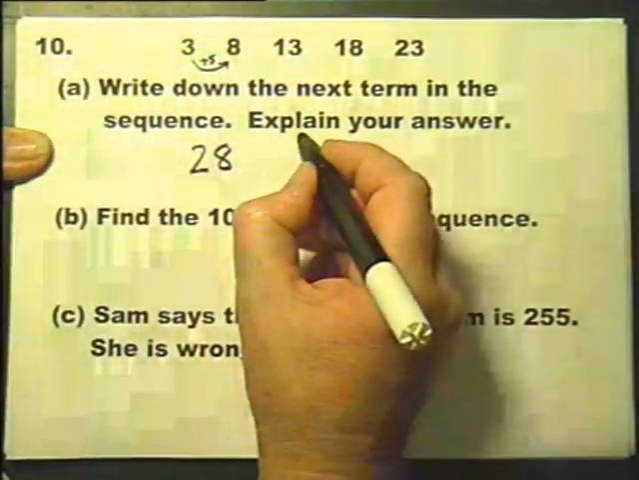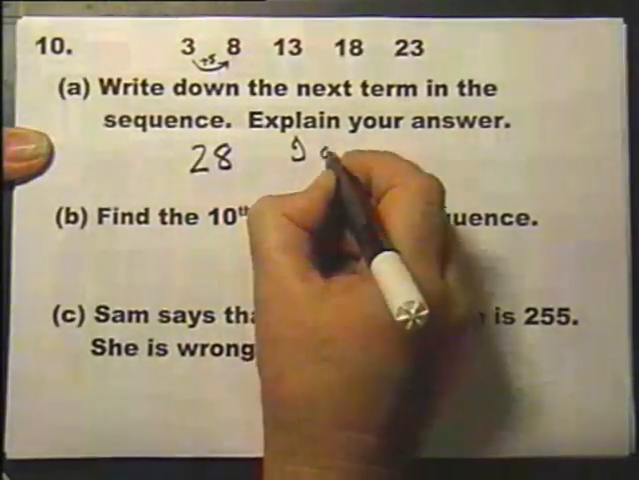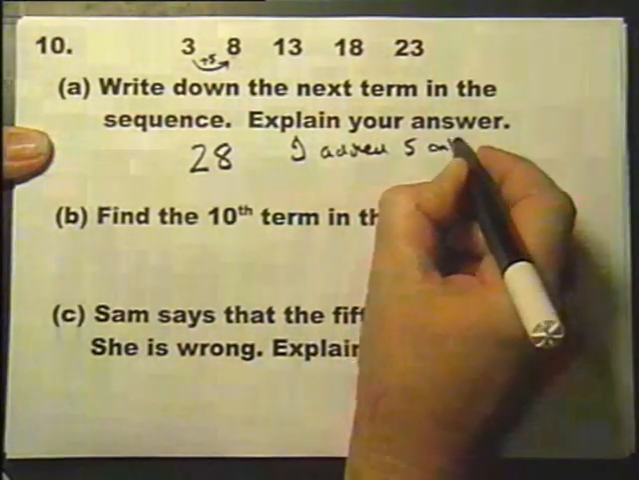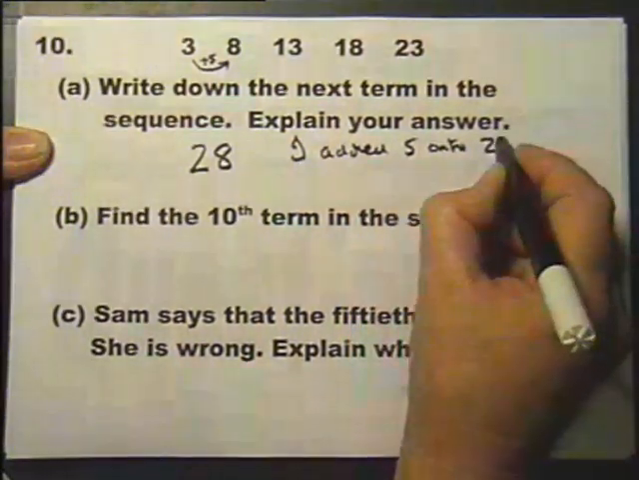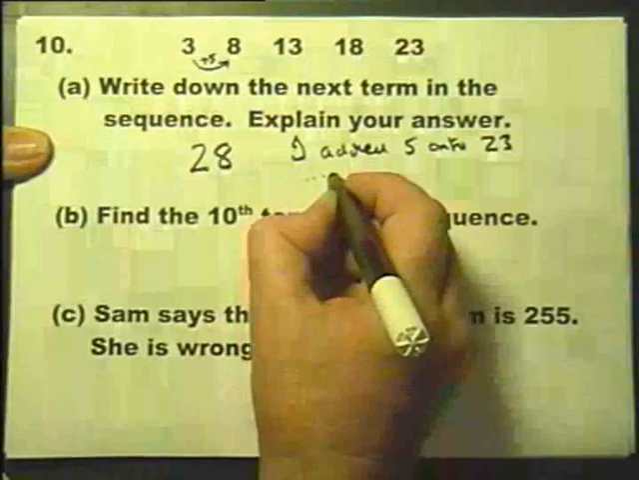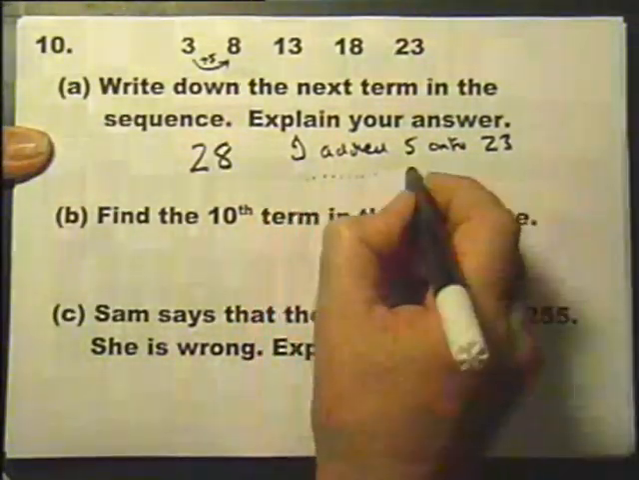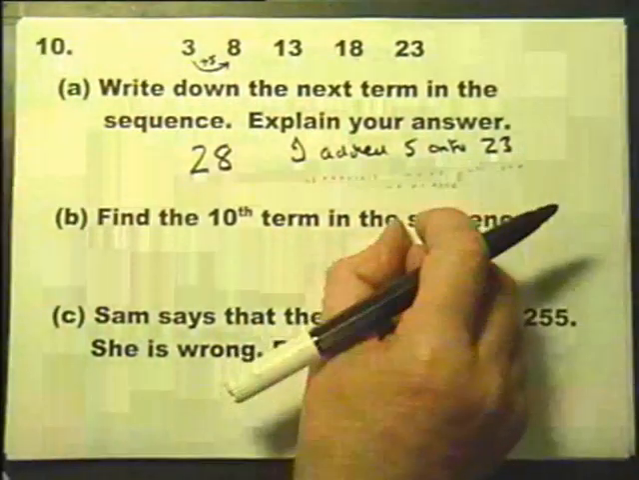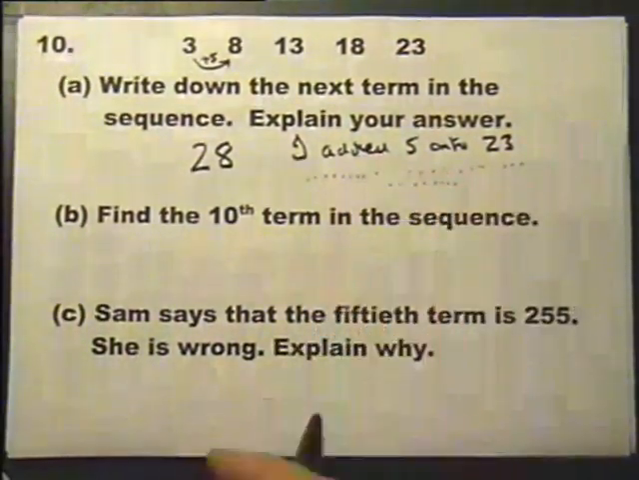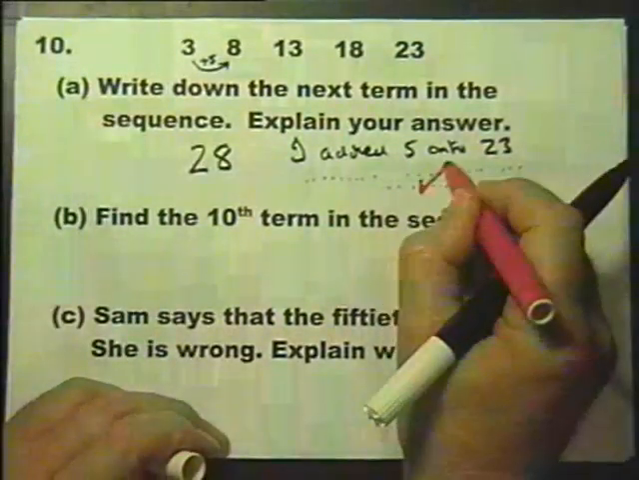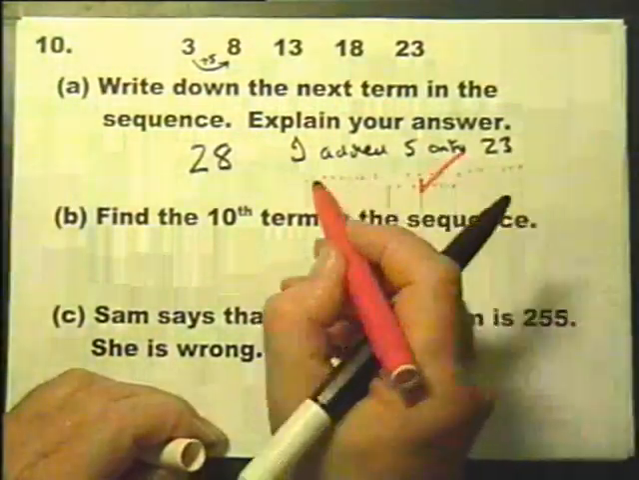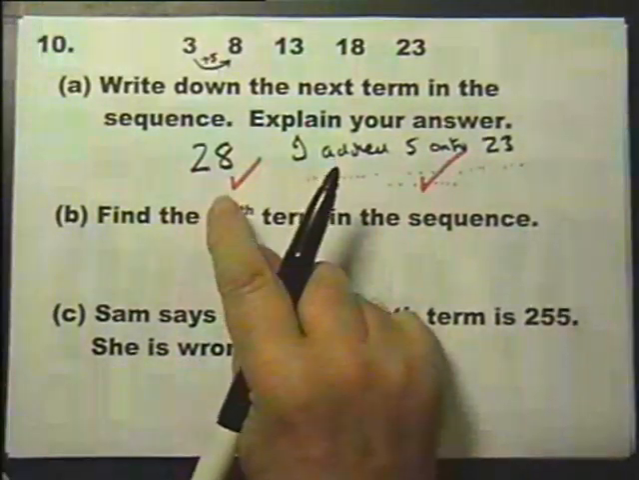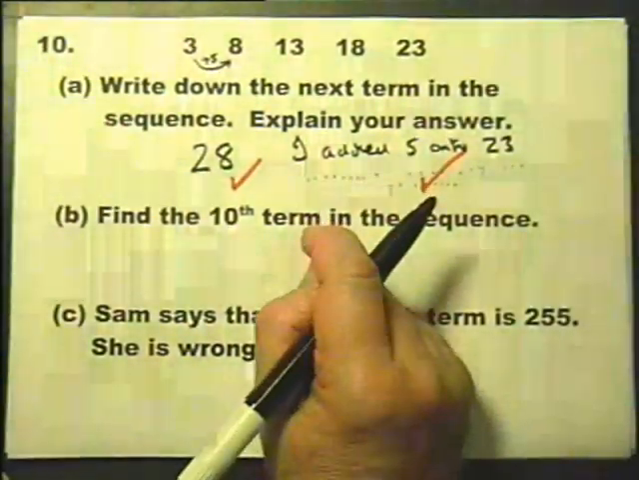Explain your answer. So a small sentence: I added 5 on to 23, or I added 5 onto the previous number because I noticed that the series is found by adding 5 on each time. It's worth a mark, so it doesn't have to be an essay, but it needs to be enough to explain to the examiner you know what you're doing. So there's 2 marks there, one for the number and one for why.